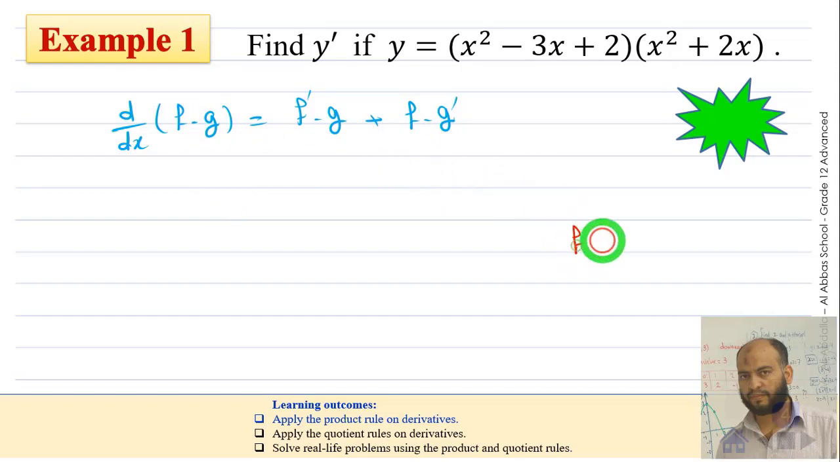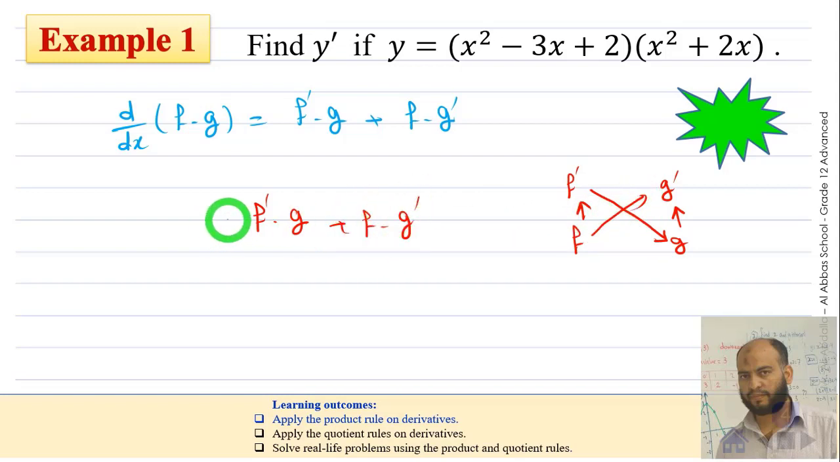Write the first function at the left and the second function at the right. Then find the derivative of each function and write it on top: f prime, g prime. Then you can use cross multiplication: f prime times g, plus f times g prime. This is our rule.